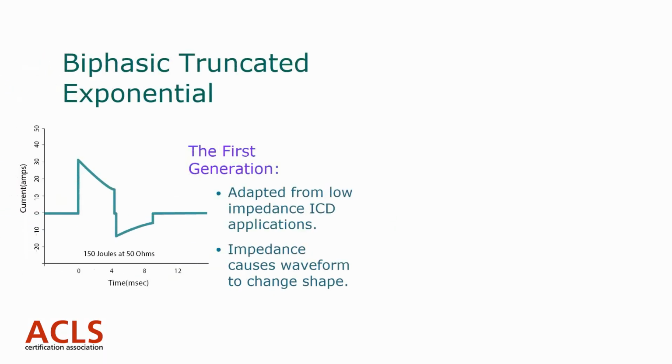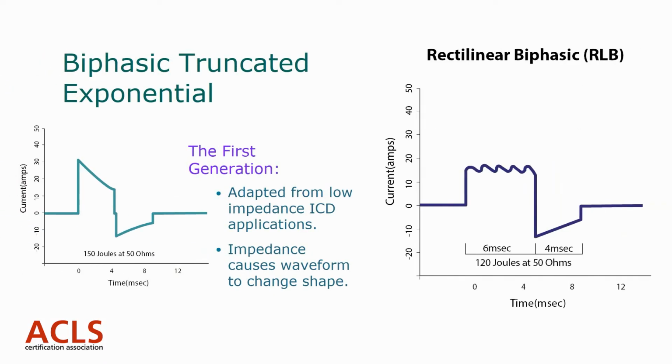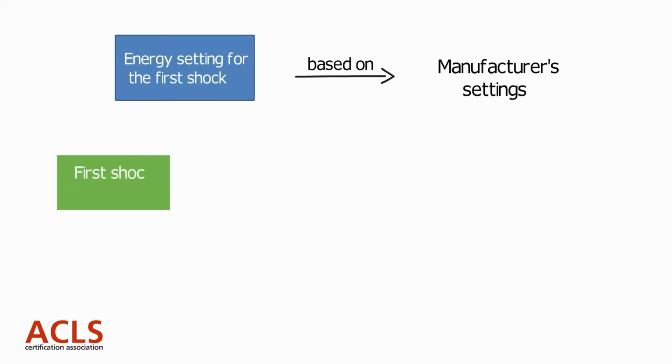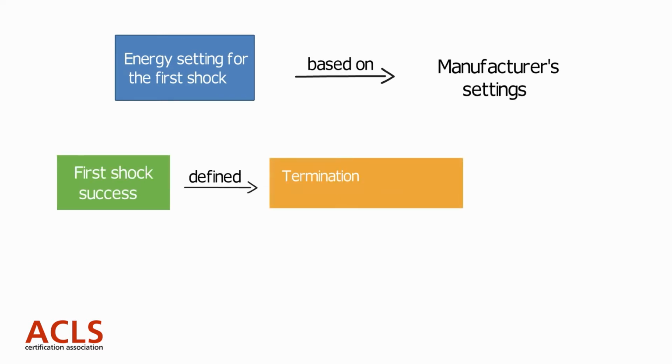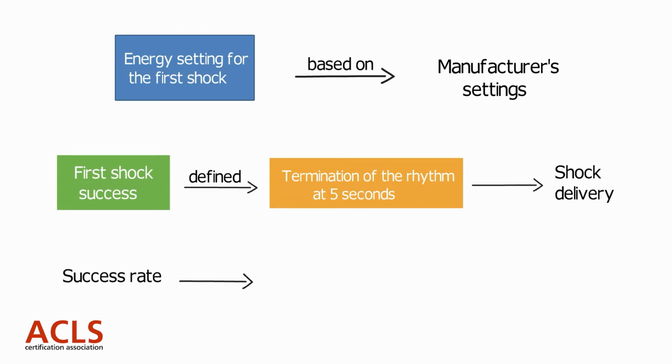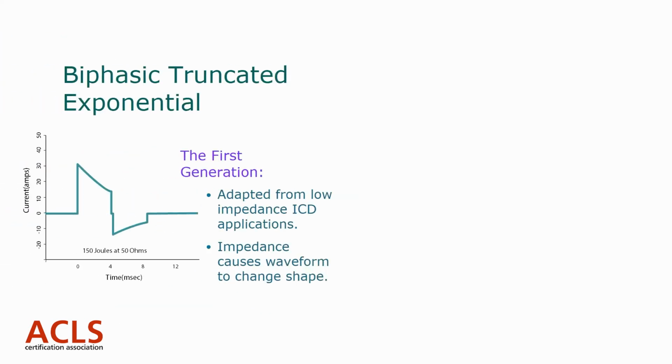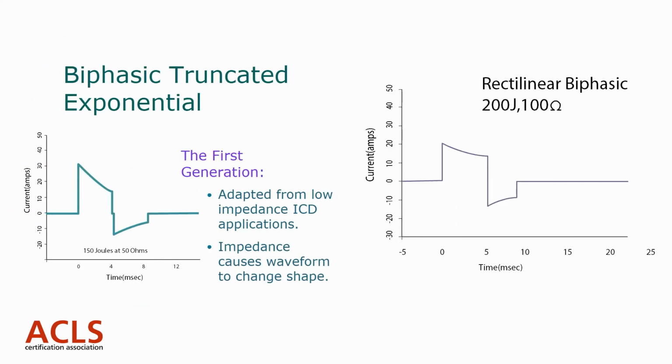Studies have shown that the BTE and RLB defibrillators are highly effective in converting shockable cardiac arrest rhythms. The energy setting for the first shock must be based on the manufacturer's settings. First shock success is defined as the termination of the rhythm at 5 seconds after shock delivery. There's a success rate between 85 to 98% when the energy setting of both BTE and RLB is 200 joules or less.